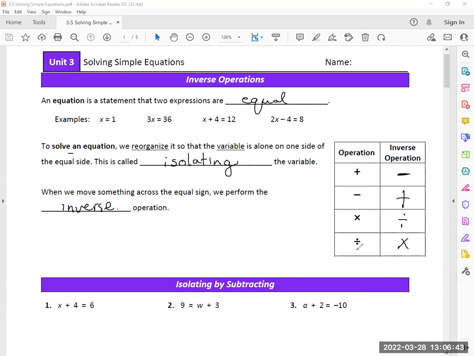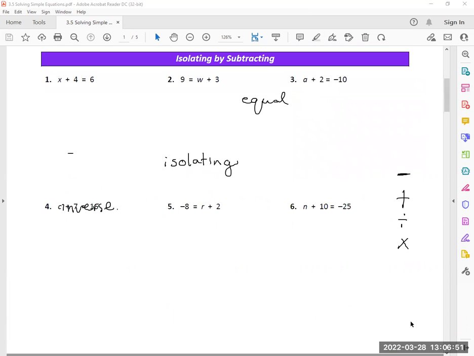Let's see it in action. This is important. Here we go. Let's go all the way down. First example, isolate by subtracting. What do I mean? Well, take a look at the equation. Look at the left side and the right side. First off, where is the x? Left or right? Left.